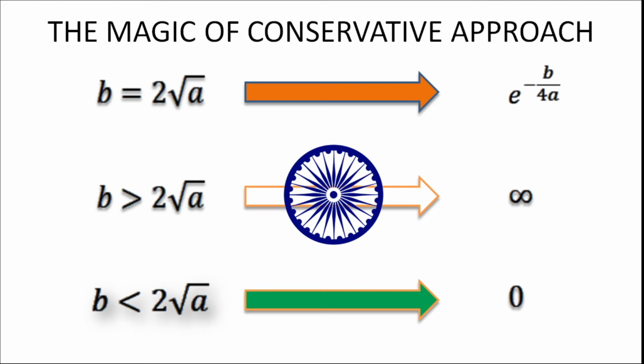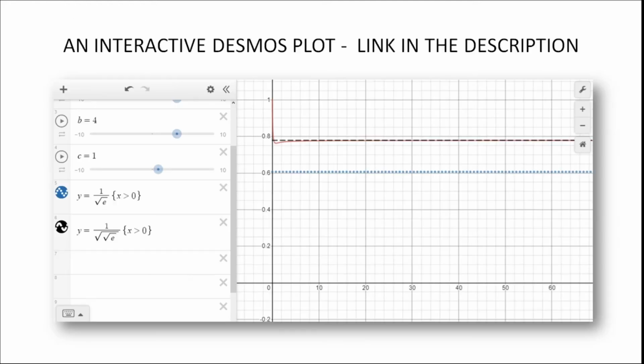If p is less than 2 root a, then the series would converge, but converge trivially to 0. The limit would converge trivially to 0.